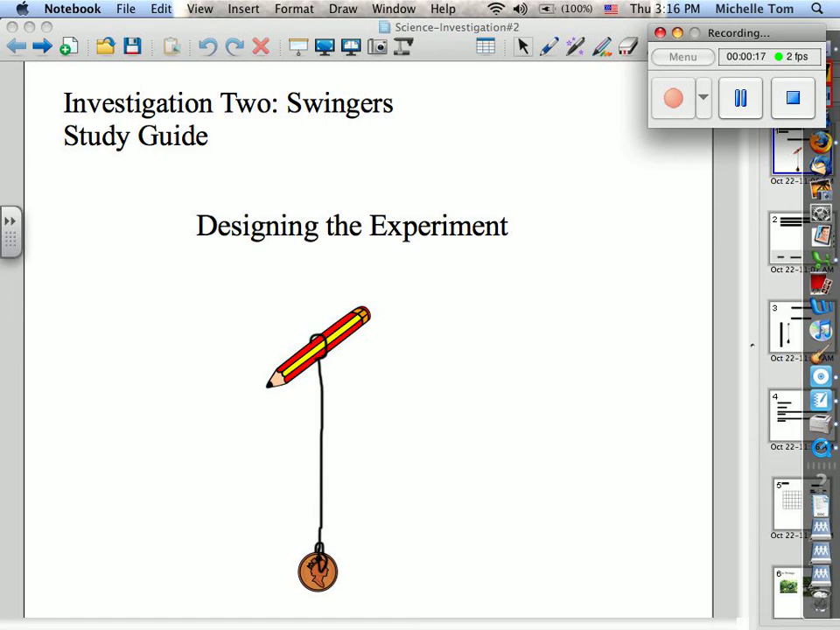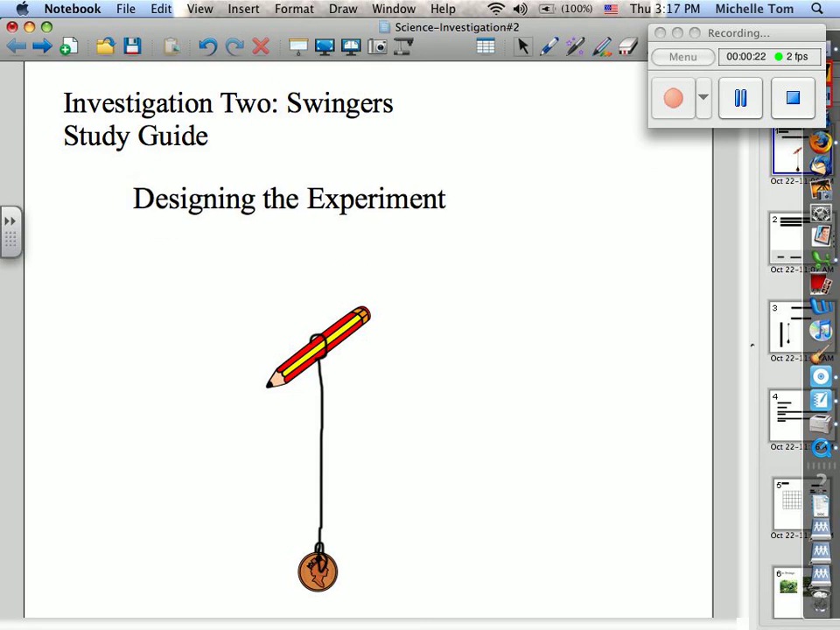Now, at the very beginning of this investigation, each class had to design an experiment. We made pendulums, which were strings attached to pennies and paper clips that swung off of a pencil. Some of the things that as a class we had to decide was first what we were going to test. And actually I told everybody we wanted to find out how many swings a pendulum would make in 15 seconds.